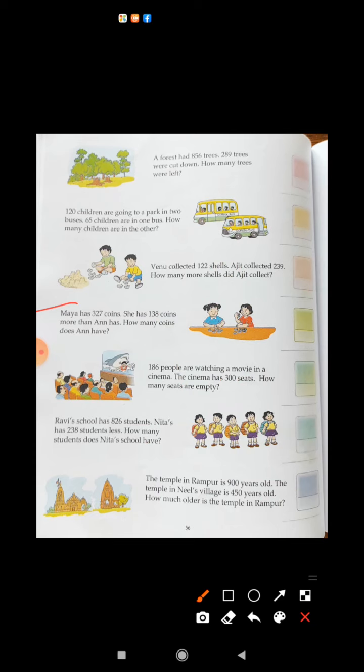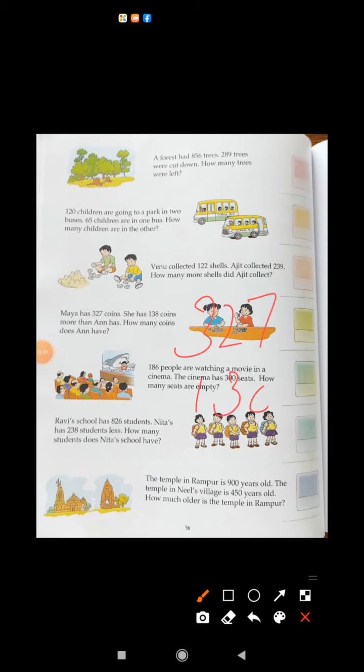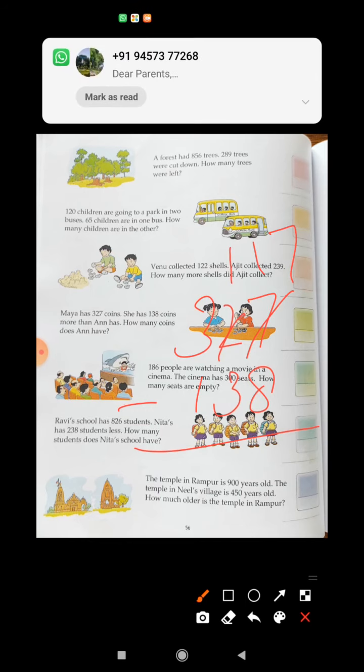Maya has 327 coins. She has 138 coins more than Anne has. How many coins does Anne have? Yes, students, here you have to subtract 138 from 327. 7 is less than 8. Take a borrow from 2. Here will be 17 and 1 remaining. 17 minus 8 is 9.